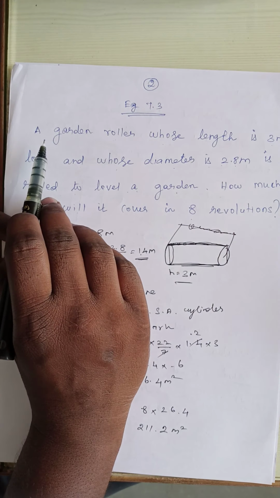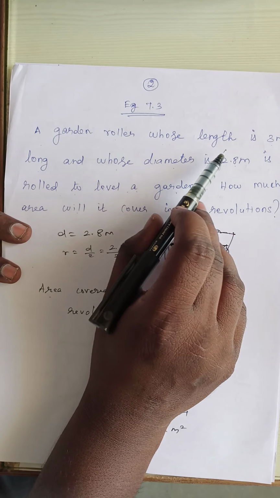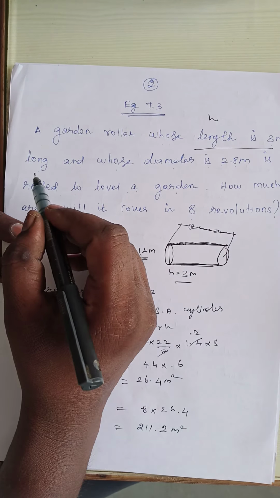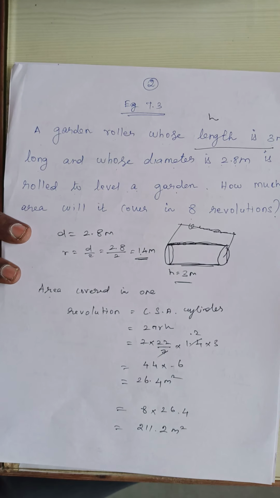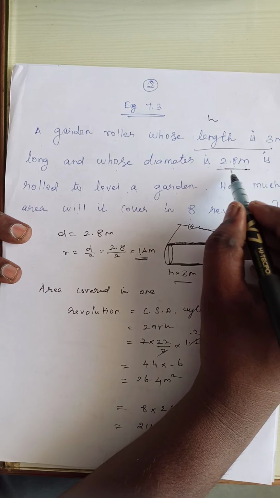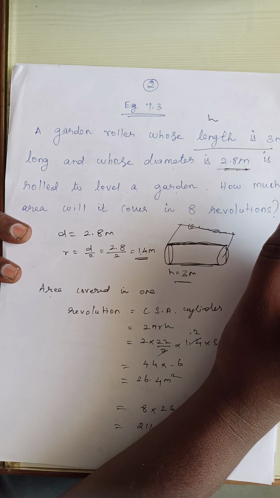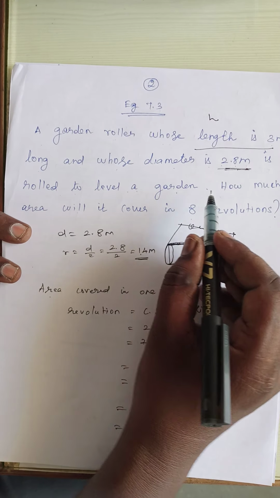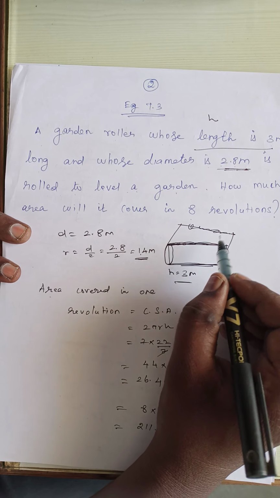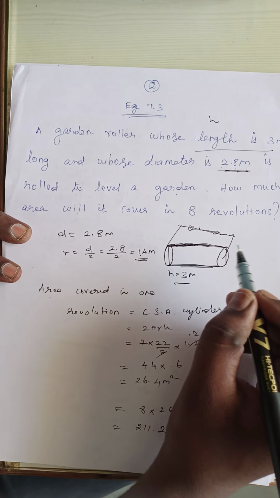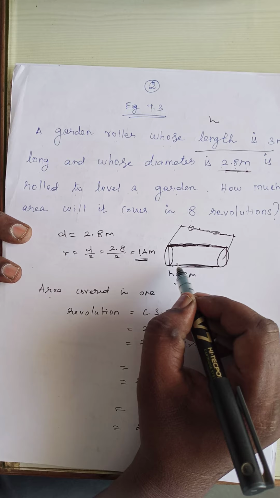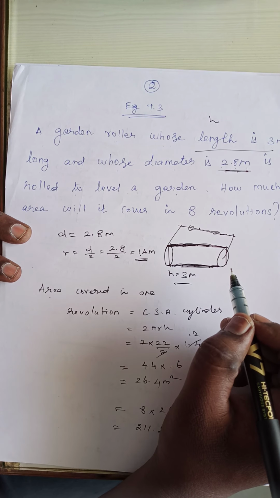Once again, I repeat the value and answer. Explain one more time. A garden roller, whose length is 3 meter, it is denoted H. Then the diameter is 2 meter, you can denote it for radius, that is D equal to 2R. Rolled to level a garden, how much area will it cover in 8 revolutions? The revolution means you can consider that one CSA of a cylinder.